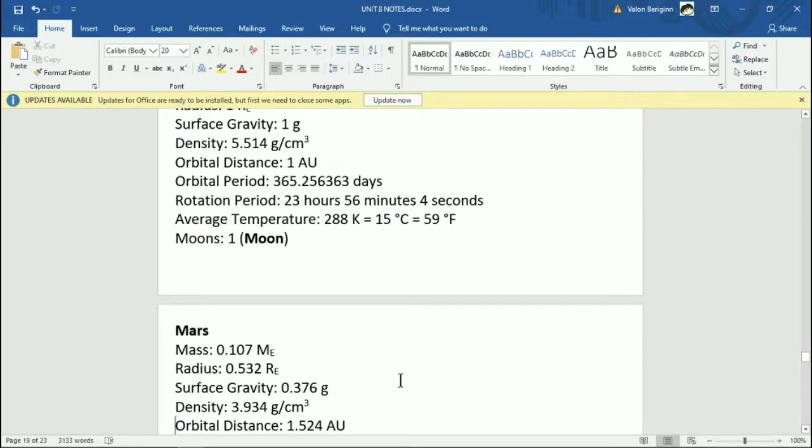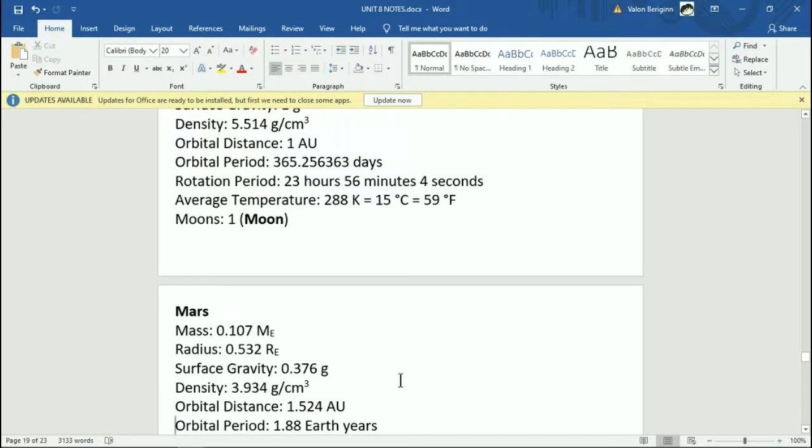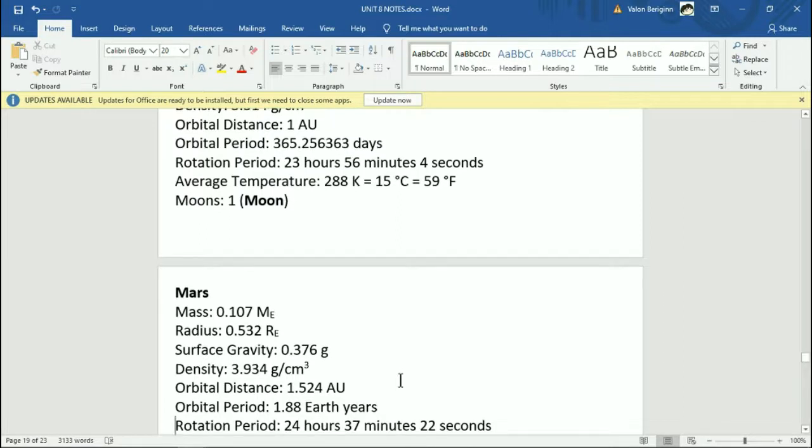Again, it's 1.5 times the distance from the Sun as the Earth. It orbits at about 1.88 Earth years, so whatever the month-day conversion is for that, I don't remember. And its rotation period is actually pretty close to the Earth's, about 24.5 hours. And like Earth, it does rotate in the same direction. Venus is the only one that rotates in the opposite direction. So it takes a little bit longer than the Earth to rotate, but it's not a weird thing like Mercury or Venus.